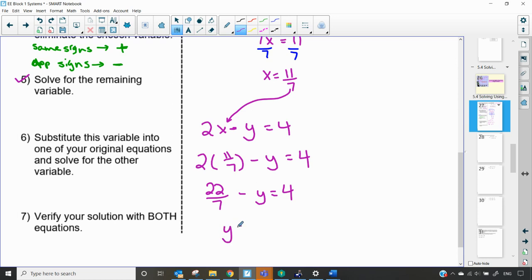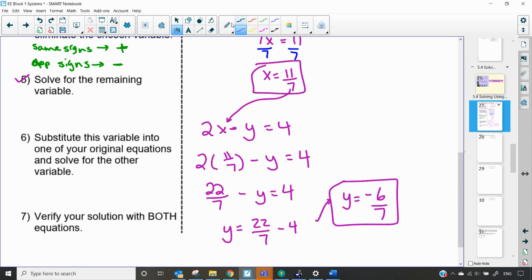Rearranging that, I'm going to have y equals 22 over 7 minus 4. And so I have y equaling negative 6 over 7. So those are my answers. And then if you remember, we always write our solution in coordinate notation. So 11 over 7 and negative 6 over 7.